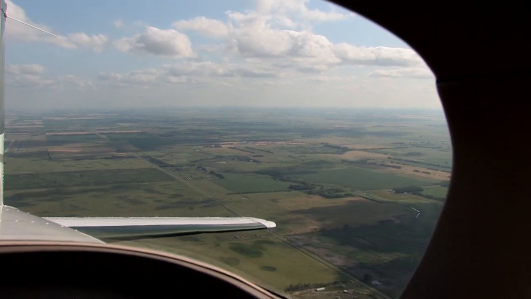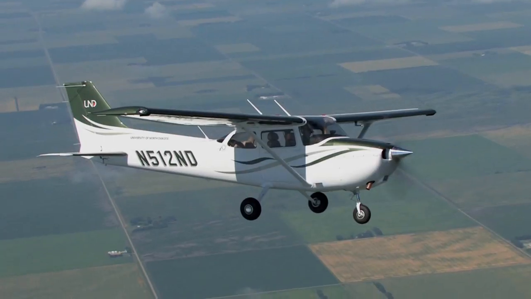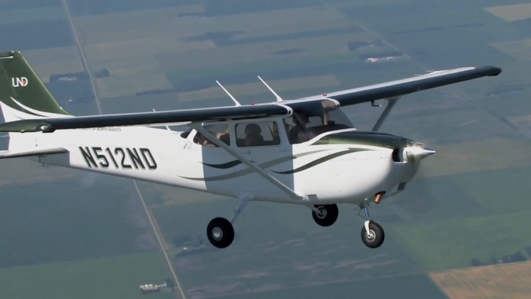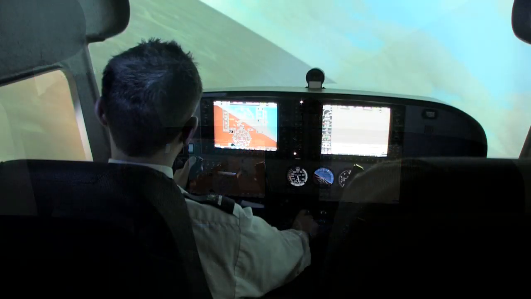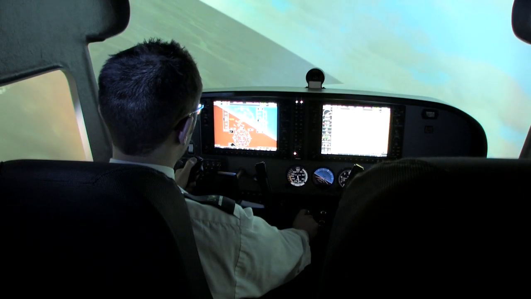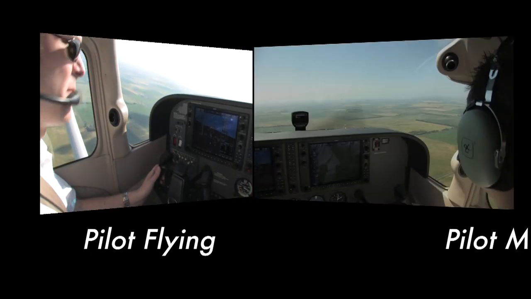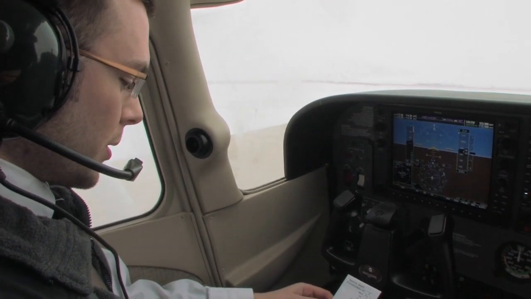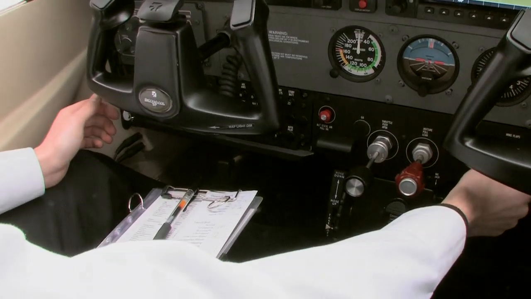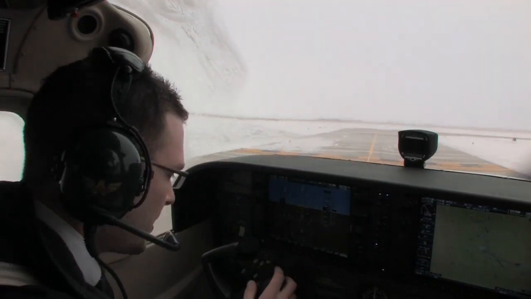Let's take a look at the various checklist procedures used during a typical training flight to the practice area in UND's Cessna 172. On our first flight, the student will perform checklist procedures using SRM, or Single Pilot Resource Management. During single pilot operations, the pilot, generally the student, assumes the roles of both the pilot flying and pilot monitoring. He or she is solely responsible for the completion and verification of each do list and flow pattern.